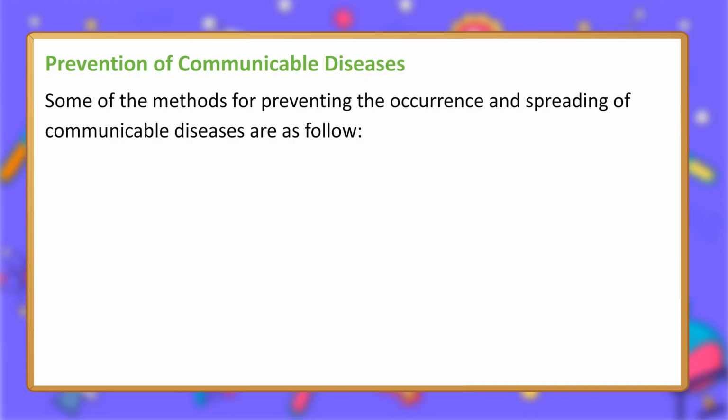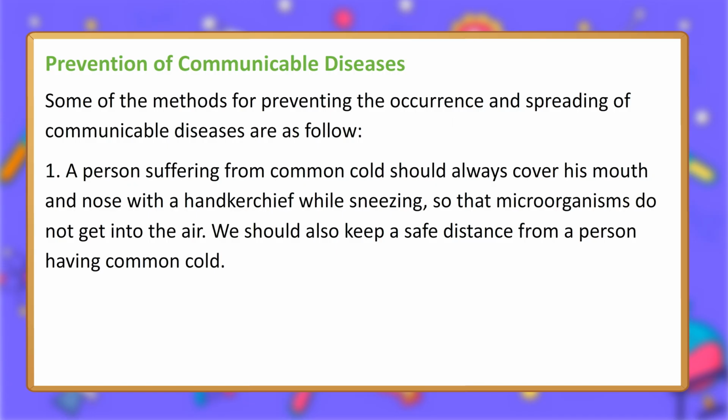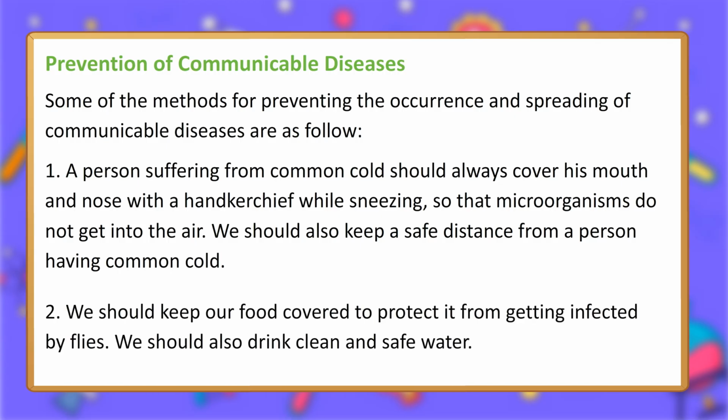Prevention of communicable diseases. Some of the methods for preventing the occurrence and spreading of communicable diseases are as follows. 1. A person suffering from common cold should always cover his mouth and nose with a handkerchief while sneezing, so that microorganisms do not get into the air. We should also keep a safe distance from a person having common cold.